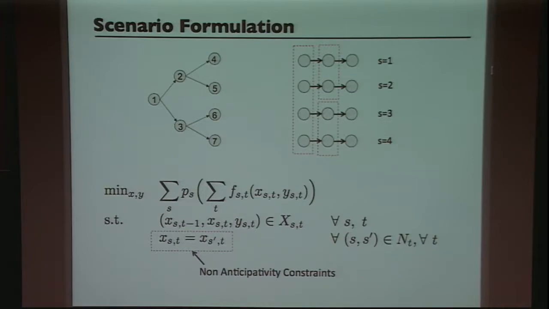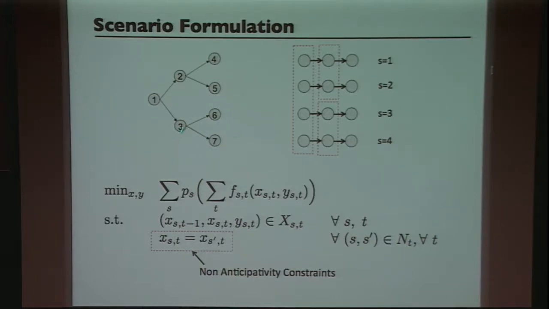They're called non-anticipativity constraints, which means that your actions cannot depend on the future. Your actions should only depend upon the information that you have seen so far. So what are these non-anticipativity constraints saying? I said x_s,t should be equal to x_s',t, where s and s' are two scenarios in the set N that are indistinguishable up to that time period. I cannot tell them apart at that time period.